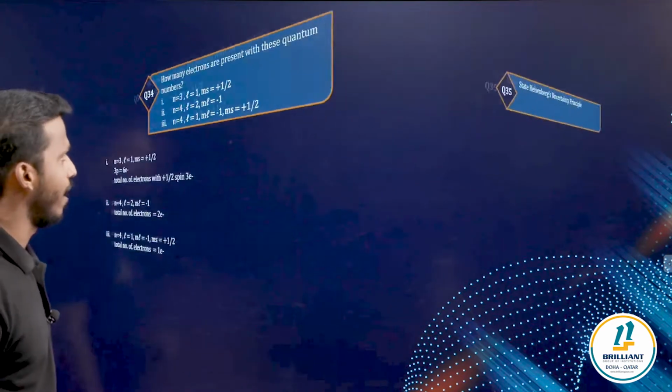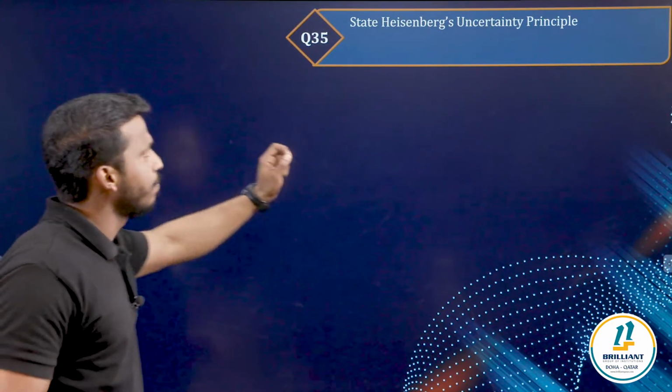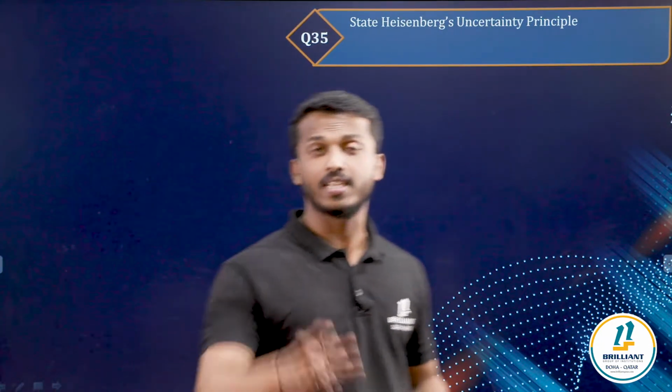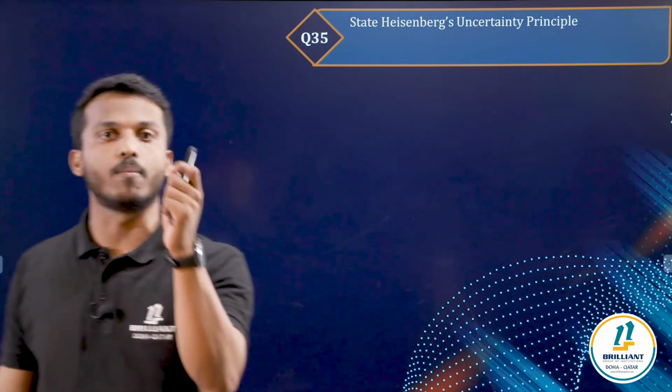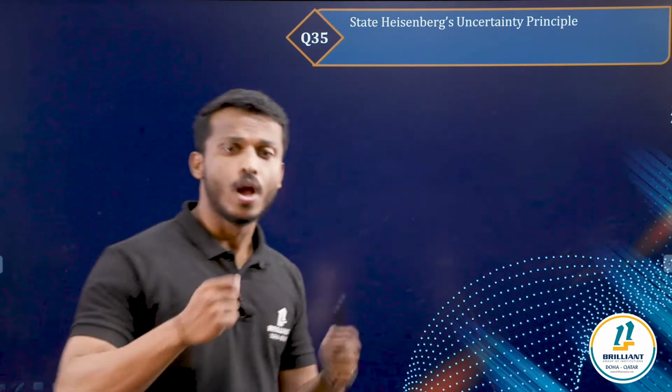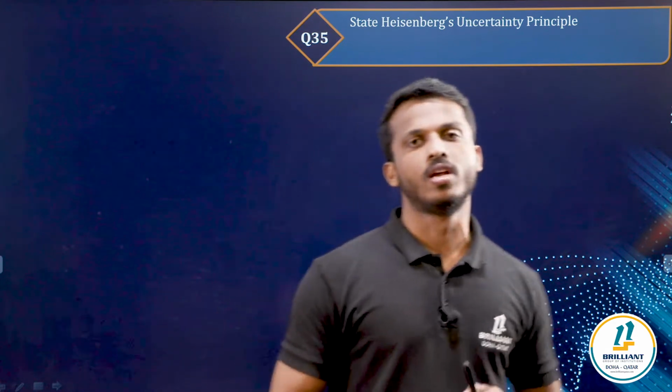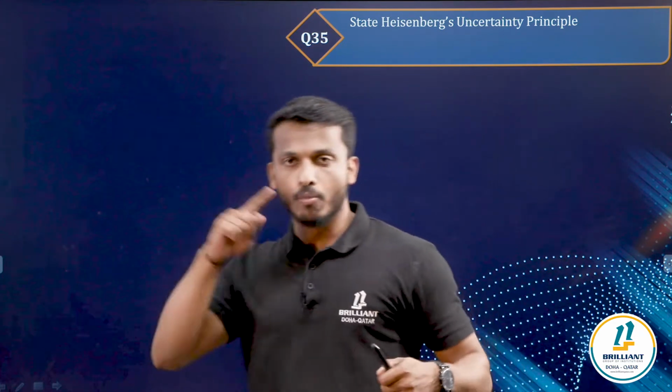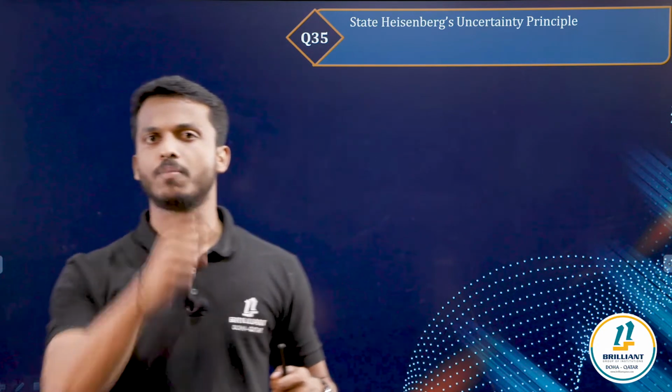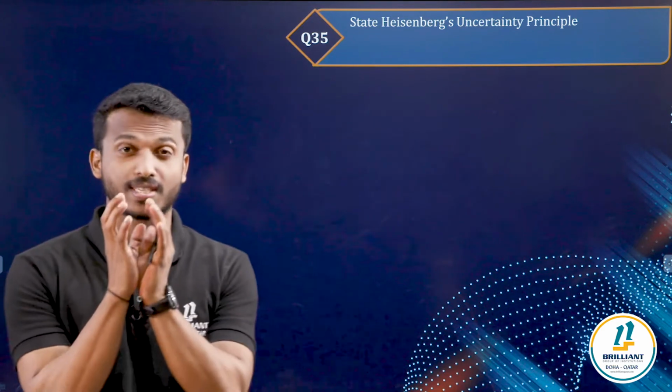Question number 35. State Heisenberg uncertainty principle. It is impossible to determine the position and momentum of a moving particle like an electron simultaneously. For a moving object, it is impossible to detect the position and momentum of a moving particle like an electron simultaneously.